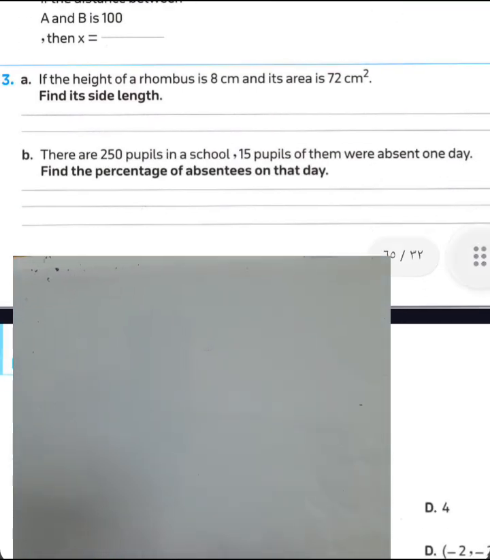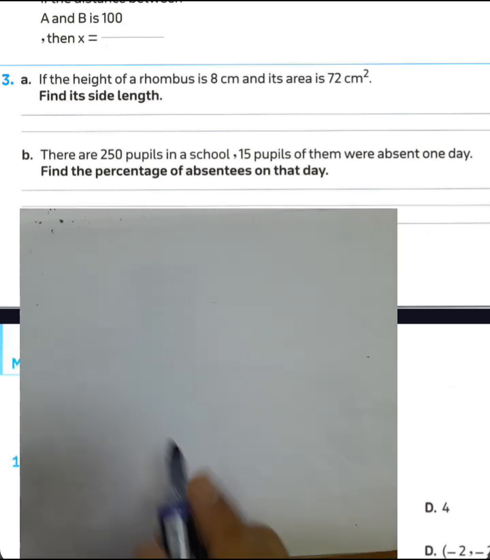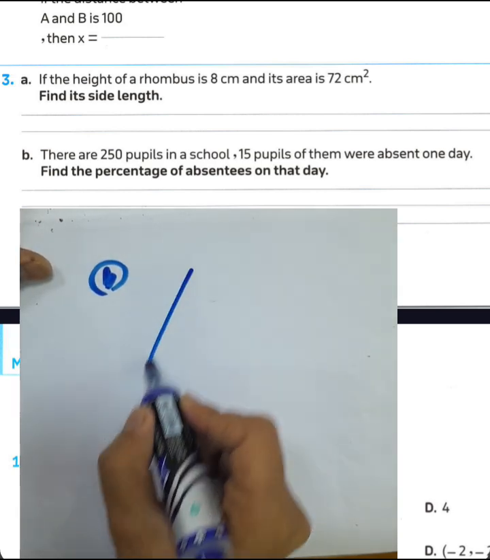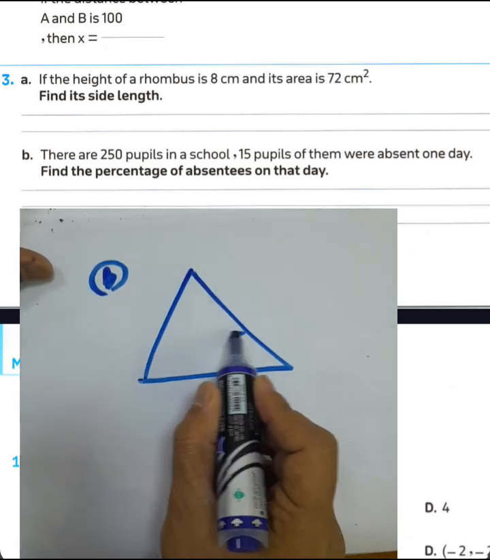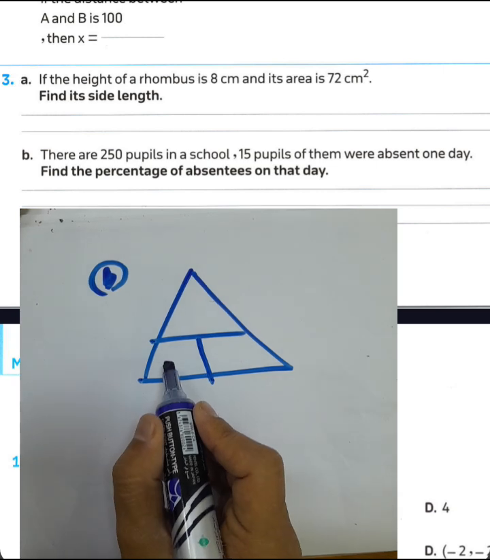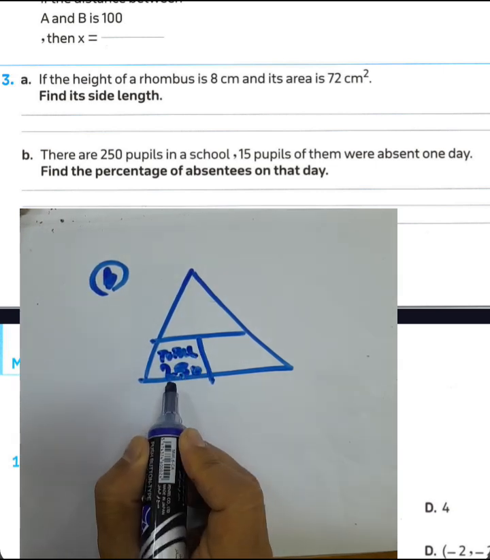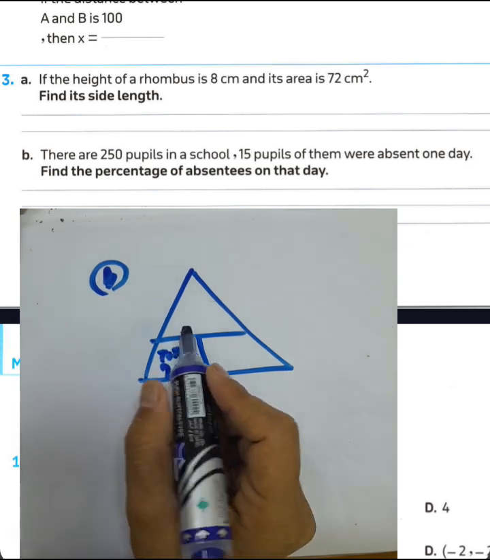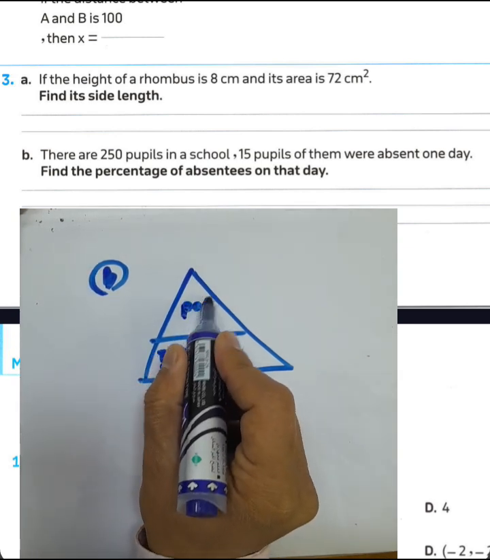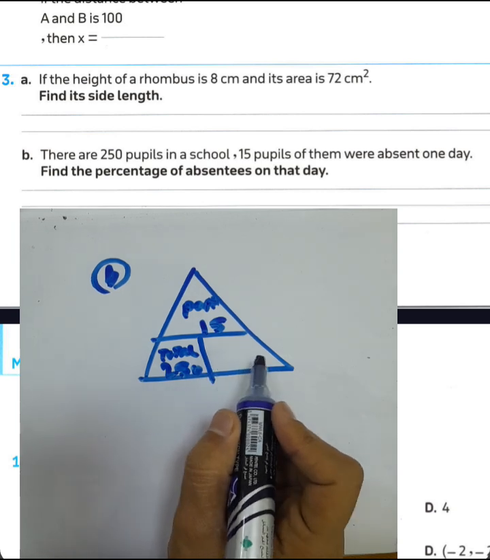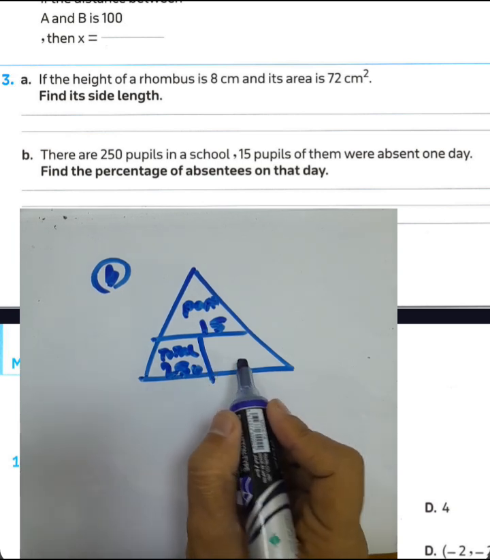Next example. Question letter B. There are 250 pupils in a school. The total number was 250. Okay, 250. 15 pupils is a part. The part was 15. Were absent on a day. Find the percentage of the absent.